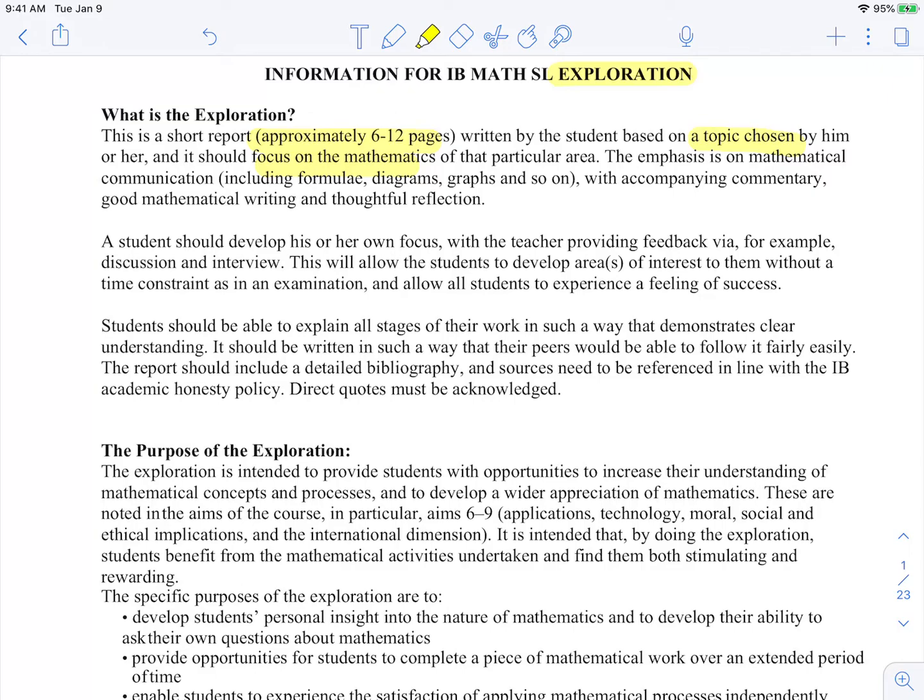And you're going to work with me in regards to getting some feedback throughout this process. I would suggest you pick a topic that has some interest to you. Please be aware that you need to be academically honest in regards to your paper, and if there are any direct quotes, you must acknowledge those.